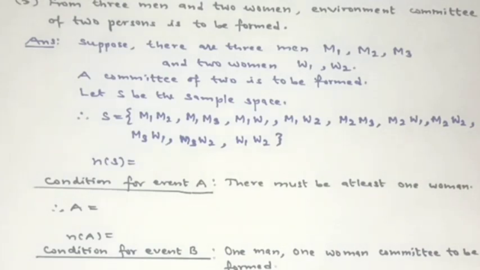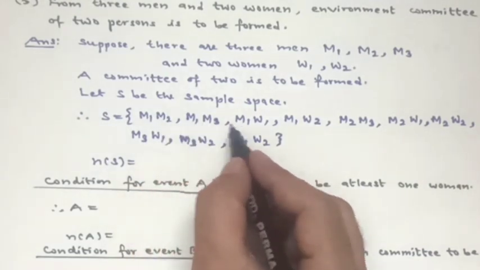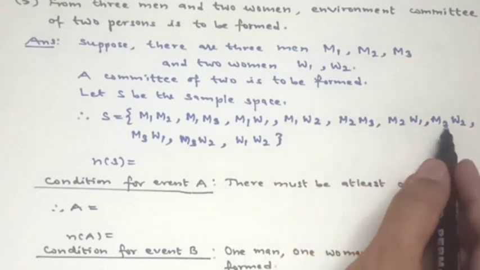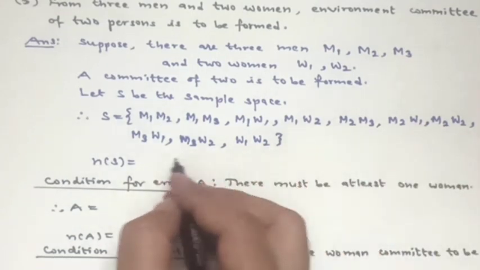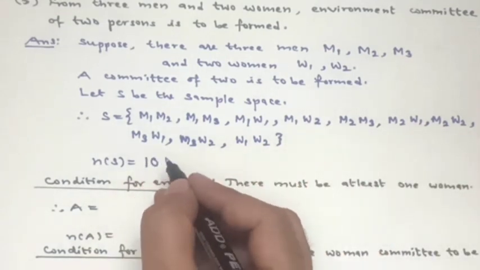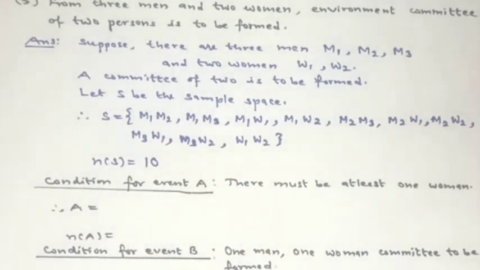Now count. How many of them are there? 1, 2, 3, 4, 5, 6, 7, 8, 9 and 10. So number of sample points is 10. You have completed the very important step. Now you can find out any event from this sample space and you can solve the problem.